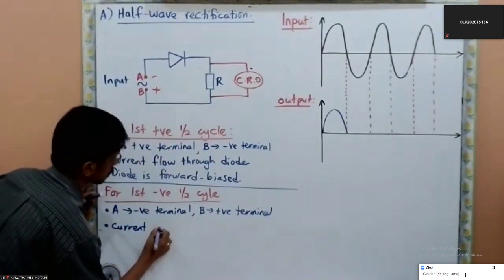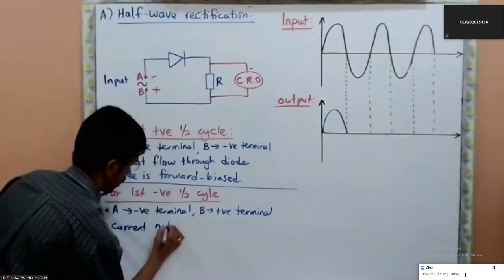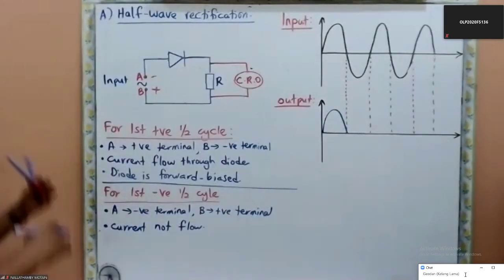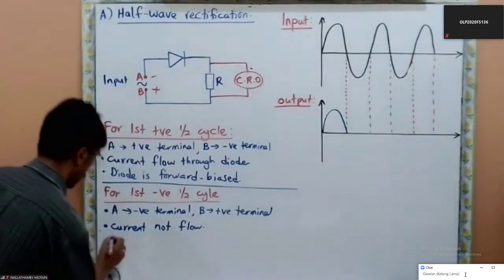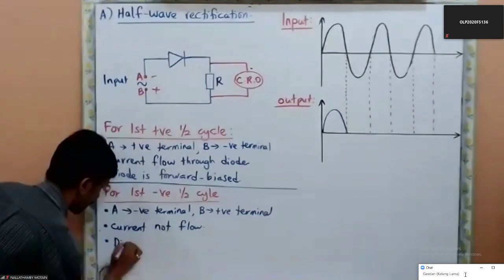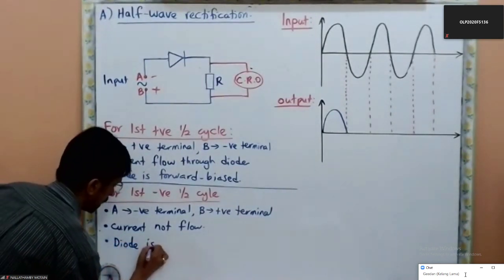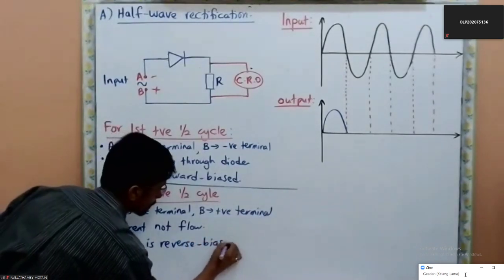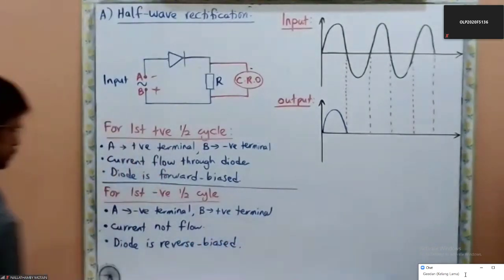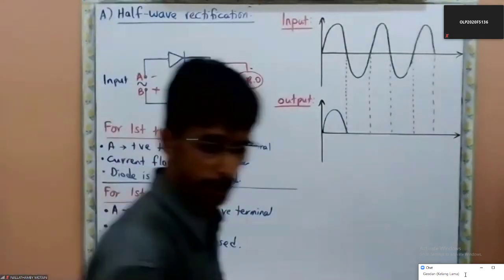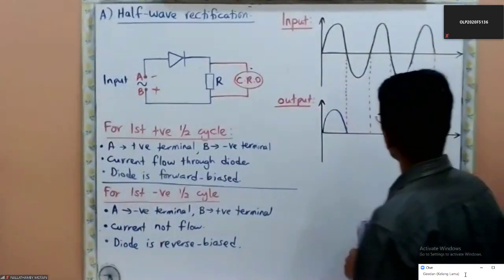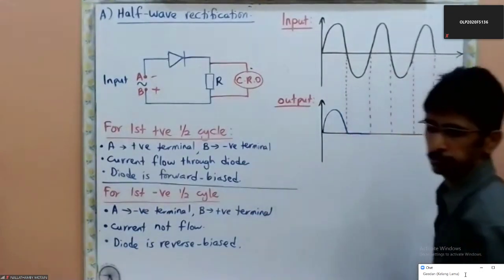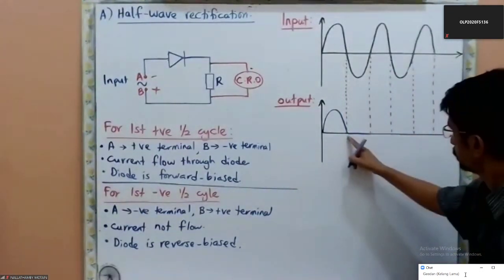Current does not flow. Simply, current cannot pass through the diode, because the diode is reverse biased. So the negative half cycle you won't see. It's just a horizontal line. Flat.